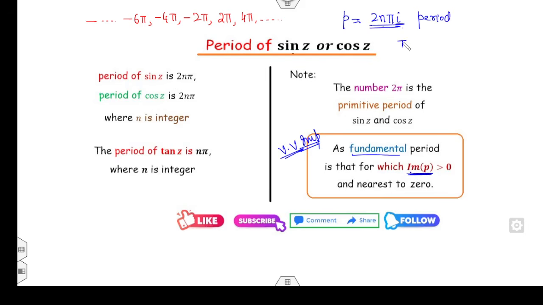What is the imaginary part? The imaginary part of p is 2n pi. When will it be greater than 0? It will be greater than 0 when n is positive. Fine. And out of all these periods, 2 pi, 4 pi, 6 pi, and so on, which one is the smallest number, or nearest to 0? 2 pi. So that's why 2 pi is called the fundamental period.